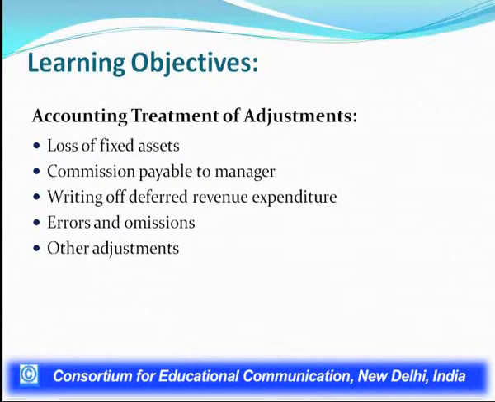So today we shall discuss the adjustment relating to provision for discount on creditors, interest on capital, interest on drawings, interest on loan borrowed, then some important adjustments relating to goods, and some errors, omissions, loss of goods and loss of fixed assets by fire, theft, accident, commission payable to manager, and also adjustment relating to writing off of deferred revenue expenditure, and some errors and omissions, and some other important adjustments. So we are starting from the first one, that is provision for discount on creditors.